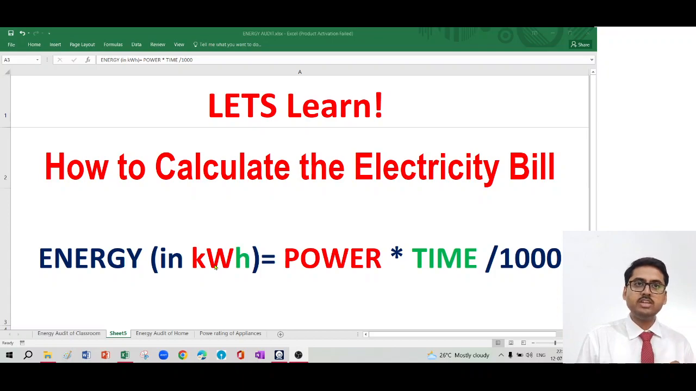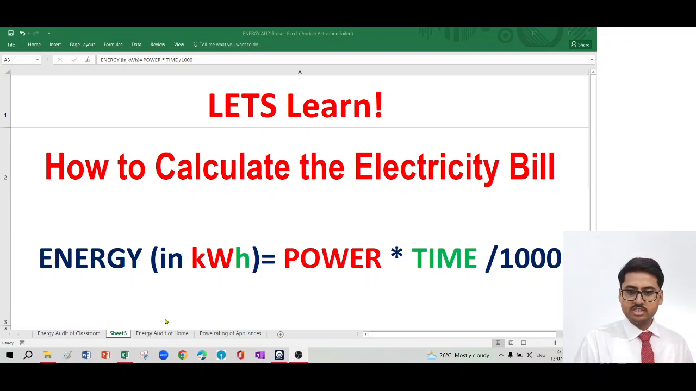So we have to be very particular here. The power that we are using should be in kilowatt, and that is why in the formula I am writing power into time divided by 1000. This 1000 will convert watt into kilowatt, and time of course we have to take in hours.